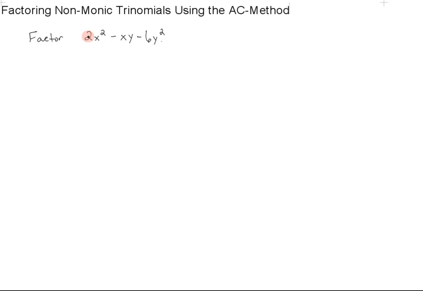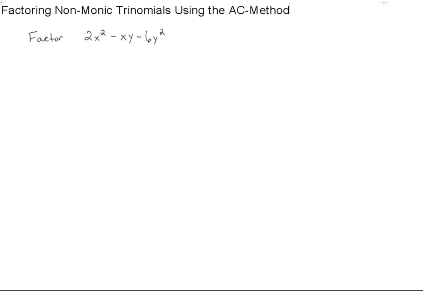The reason is because when you look at a trinomial, you can think of the first coefficient as A, the second coefficient as B, which is negative 1 right here by the way, and your third coefficient as C, which is negative 6. So AC means you're going to multiply A times C, so keep that in mind.